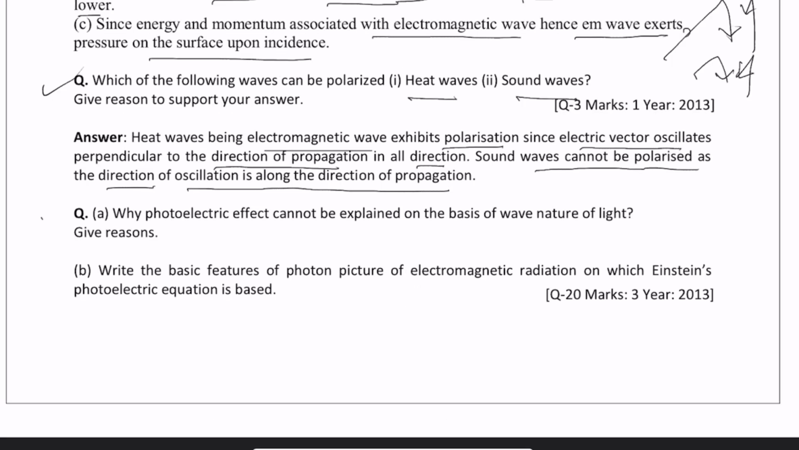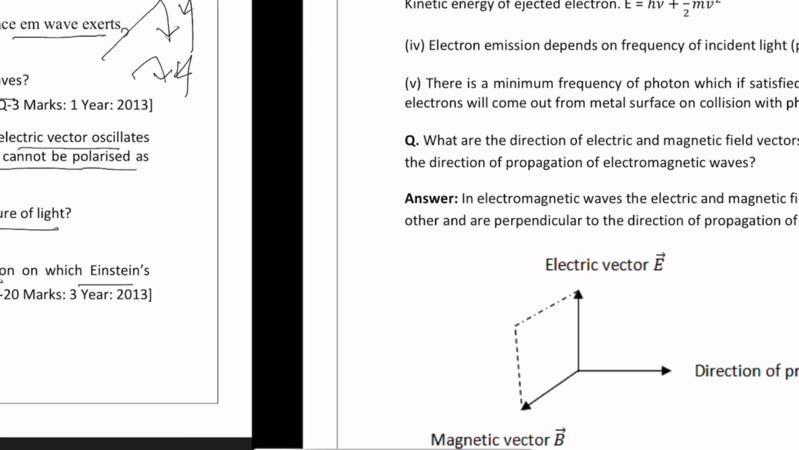Now, why can the photoelectric effect not be explained on the basis of the wave nature of light? Write the basic feature of the photon picture of electromagnetic radiation on which the Einstein photoelectric equation is based. So a photon is a quantum mechanical particle. Normal particles have non-zero rest mass. When it is at rest, there is a mass involved. But a photon has zero rest mass. When it comes to rest, the mass is zero.